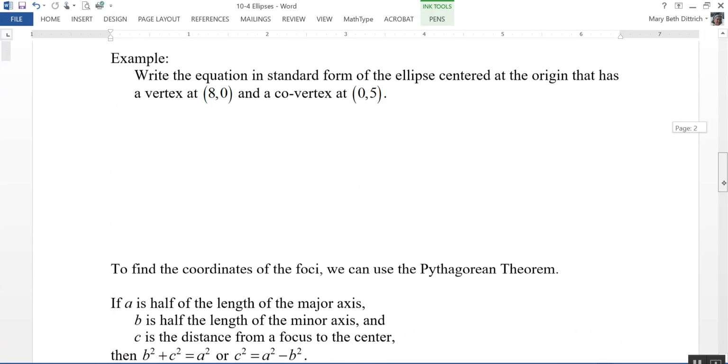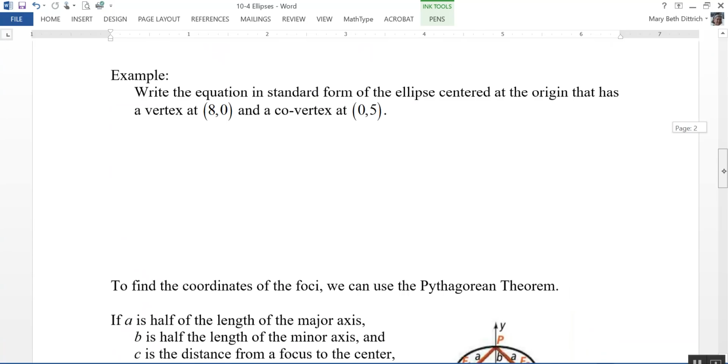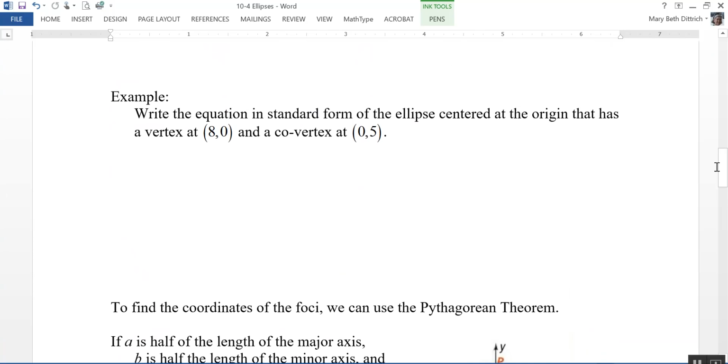Let's take a look at a couple examples here. First one says, write the equation in standard form of an ellipse that is centered at the origin, that has a vertex at (8, 0) and a covertex at (0, 5). For me, the easiest way to do this is to do a little sketch. So I have one vertex out here at (8, 0), and then I have a covertex up here at (0, 5). If it's centered at the origin, that means my other vertex has to be out here at (-8, 0), and my other covertex needs to be down here at (0, -5), and it's going to look something like this. I have a hard time drawing ellipses. They tend to look more like eyes.